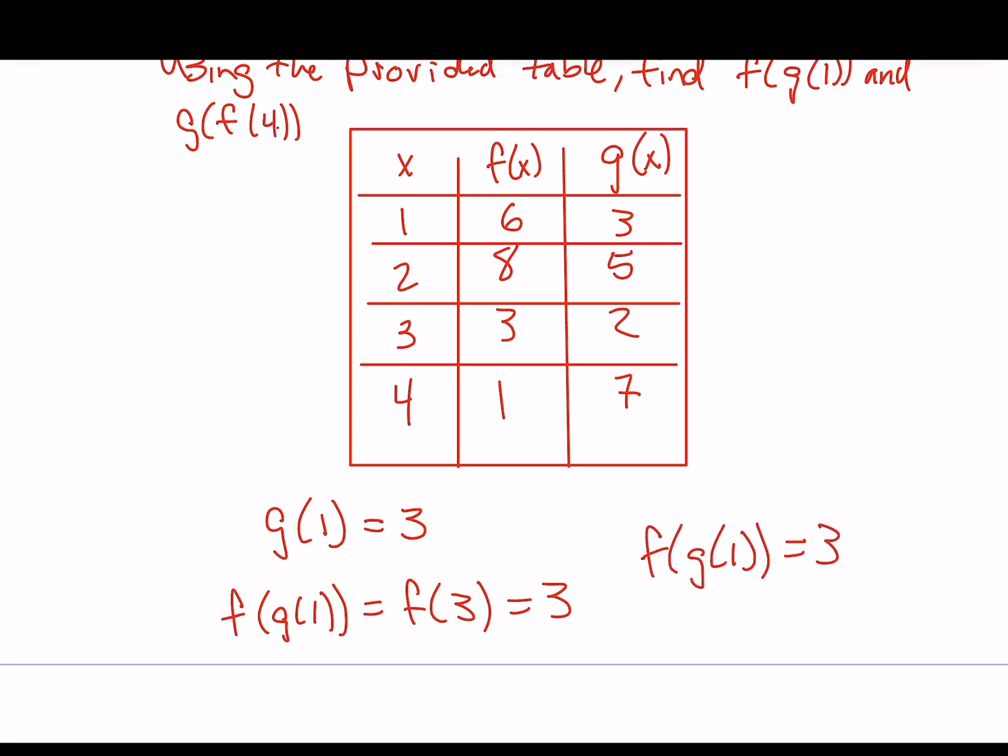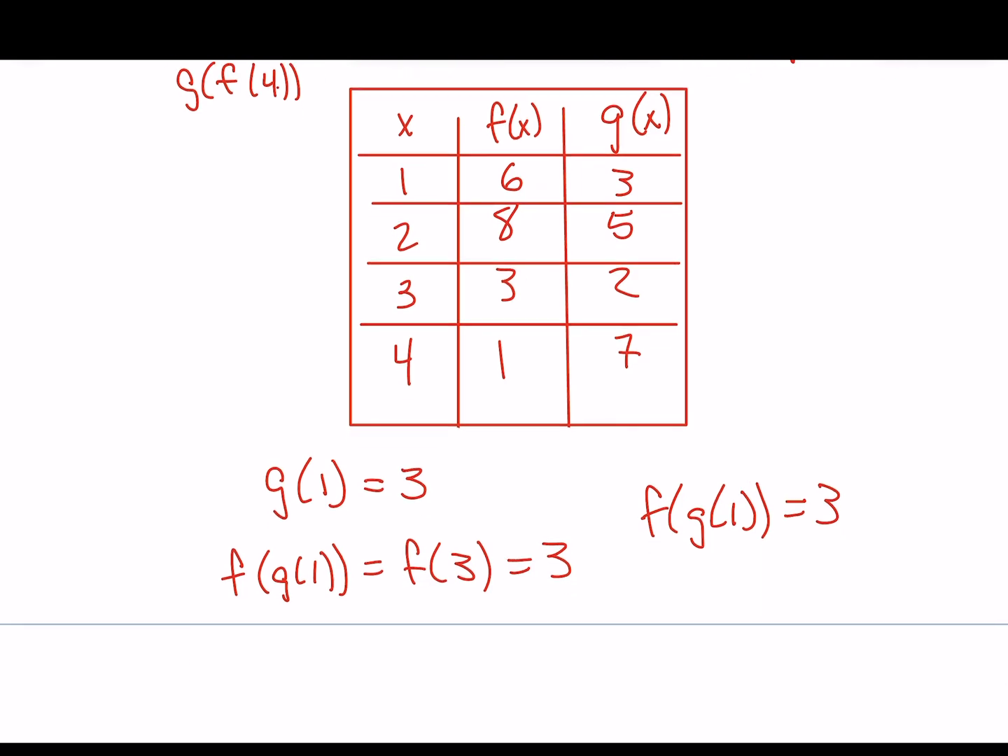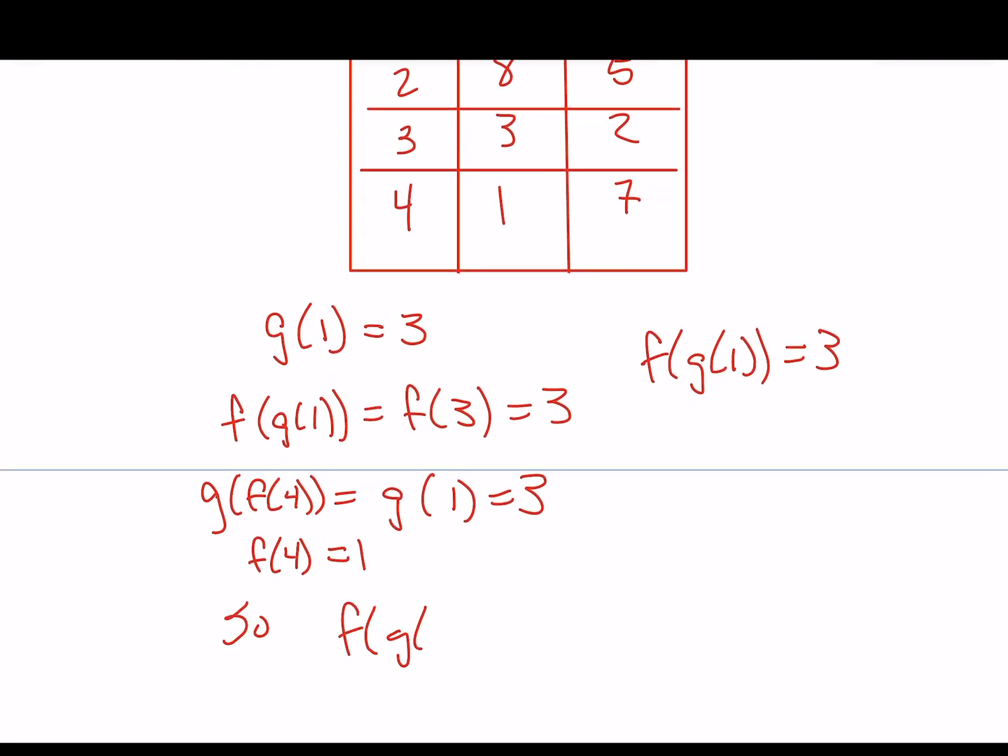What about g of f of 4? Well, g of f of 4, we need to evaluate the function f at 4. Well, when x is 4, what is f? When x is 4, f is 1. So f of 4 is 1. So in other words, when we evaluate g of f of 4, we're evaluating g of 1. So when x is 1, g of x is equal to 3. So similarly to the last time, g of 1 is equal to 3. So f of g of 1 is equal to 3, and g of f of 4 is equal to 3.